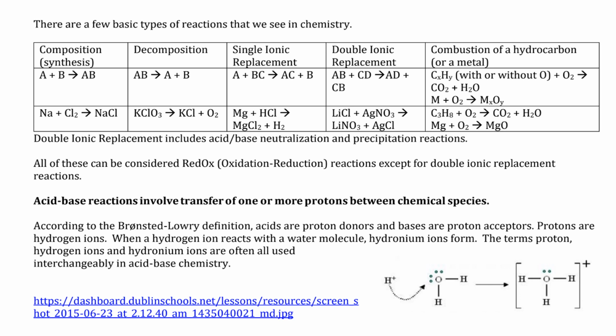Acid-base reactions involve the transfer of one or more protons between chemical species. We've talked about this before in honors, but the Bronsted-Lowry definition of an acid is that it donates protons, and a base accepts protons. When we talk about protons, we're looking at hydrogen ions. When a hydrogen ion reacts with a water molecule, a hydronium ion forms. The terms proton, hydrogen ion, and hydronium are often used interchangeably, and you may hear me use one or the other, and it's all the same.